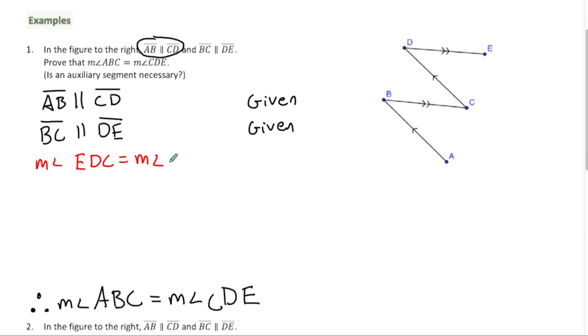So EDC, can you say the other one again? DCB. And maybe we should call it CDE. That way it matches with this one down here. Can I call this one CDE? Yeah. I'm going to call this one CDE. And yeah, you said alternate interior. So we say alternate interior angles are congruent.